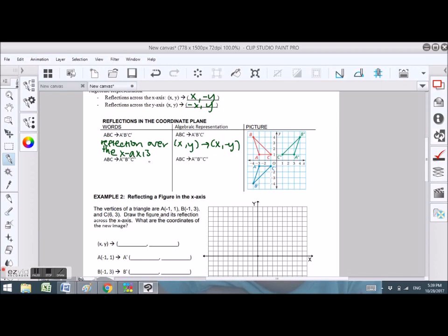Now let's look at the second reflection, which is ABC to A double prime, B double prime, C double prime. So from the red triangle to the green triangle. It's reflected across the y-axis, which is right here. It goes vertically in between them. So we have a reflection over the y-axis. So from ABC to A double prime, B double prime, C double prime, we have (x, y) to (negative x, y).